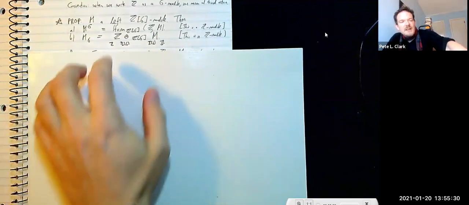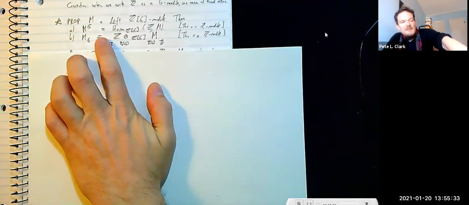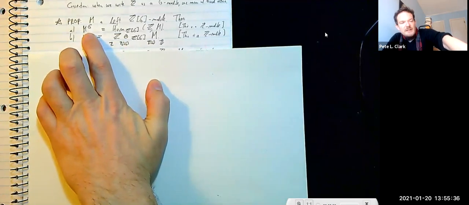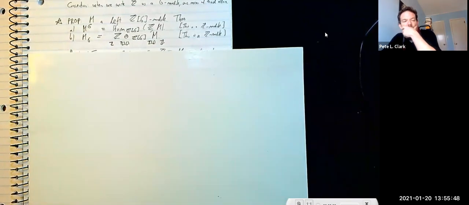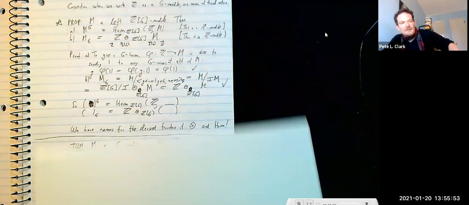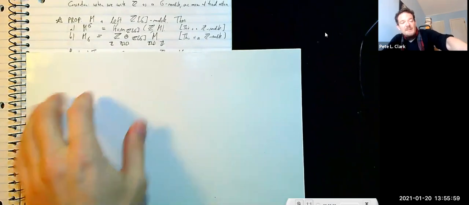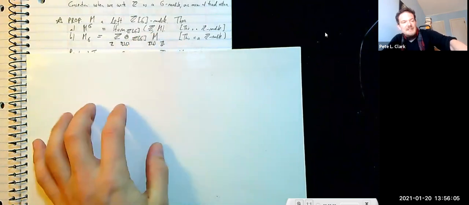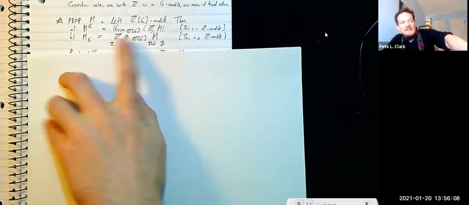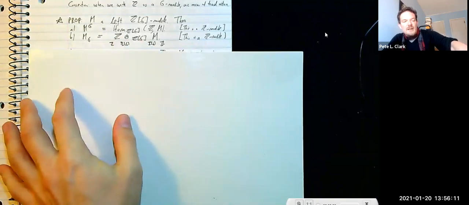And then the second thing we did was we observed that taking invariants was a left exact functor from the category of G modules to the category of Z modules, and taking coinvariants was a right exact functor. The proof is covered up here. It was really pretty easy. It turns out that the invariants functor is Hom over ZG from Z with trivial G action into M, and the coinvariants is the tensor over ZG with Z.